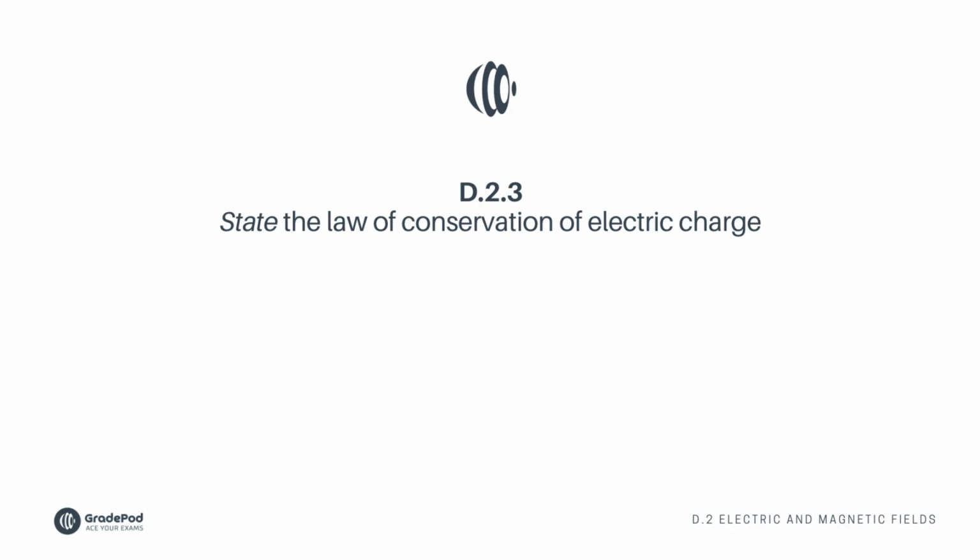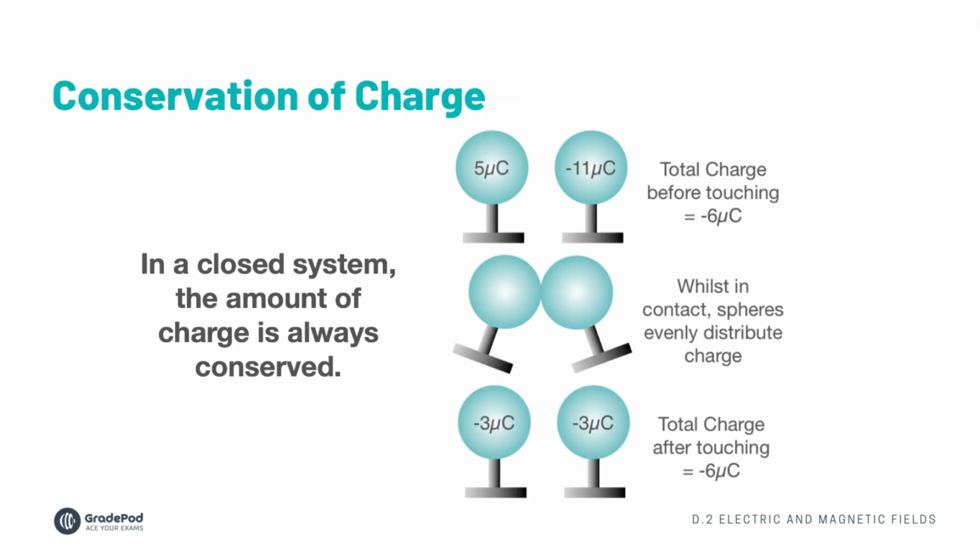We'll look at static electricity in a little bit more detail in a second, but let me just introduce you to the law of conservation of electric charge briefly. And from the name you can pretty much guess what it means. Charge cannot be created or destroyed within a closed system. So if you have a system that's not affected by any other outside charge, then no matter what you do with that system, the amount of charge is always the same.